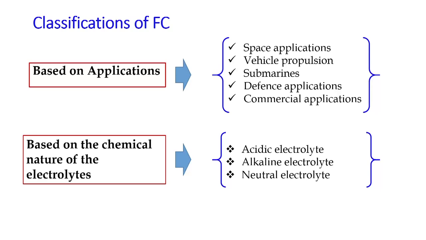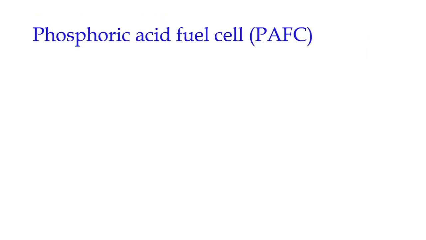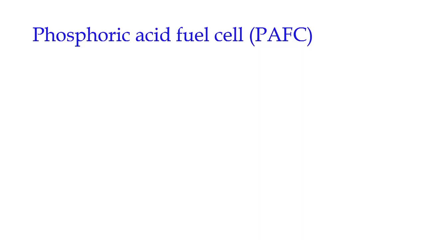And then the last category of classification is based on the chemical nature of the electrolytes. It may be acidic electrolyte, it may be alkaline electrolyte, or it may be neutral electrolyte. Now let us learn how a fuel cell works. So for example, for our understanding, let us consider phosphoric acid fuel cell.